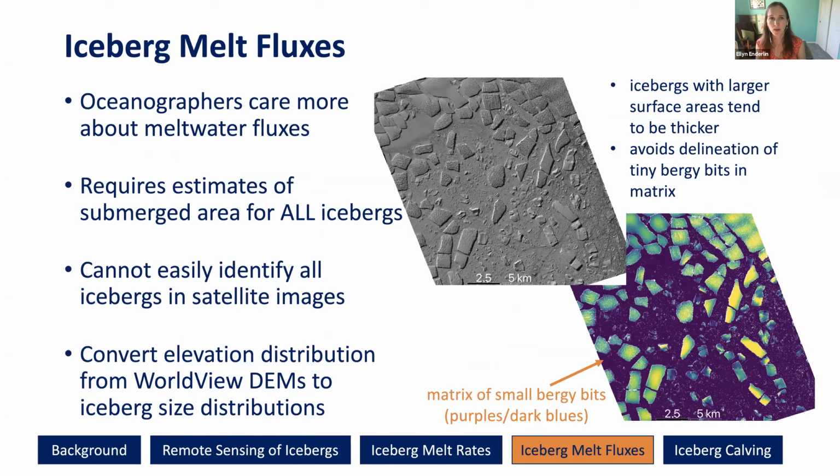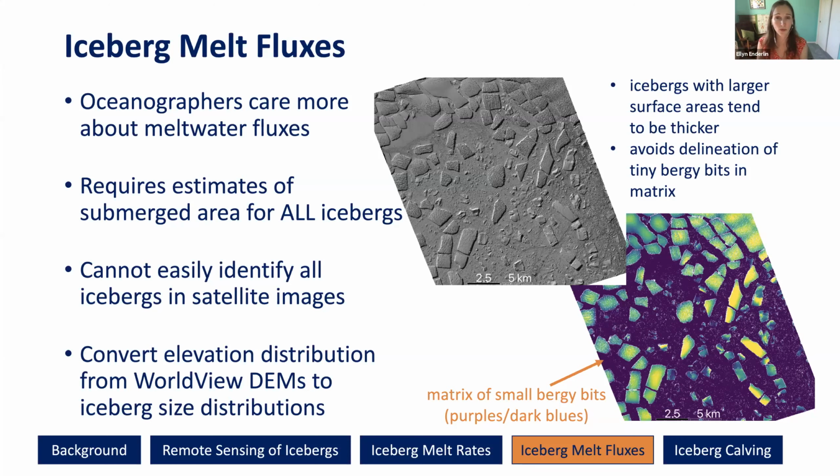And I'll briefly talk about iceberg melt fluxes here, and then I'll talk about the applications to studying iceberg calving to wrap up this talk. So I focus primarily on these melt rates because to me as a glaciologist, that's what I really care about. I want to know what is going on that's influencing these glacier termini. But for oceanographers, they care more about these melt fluxes because these are freshwater fluxes going into the ocean, which may influence the circulation near these glaciers.